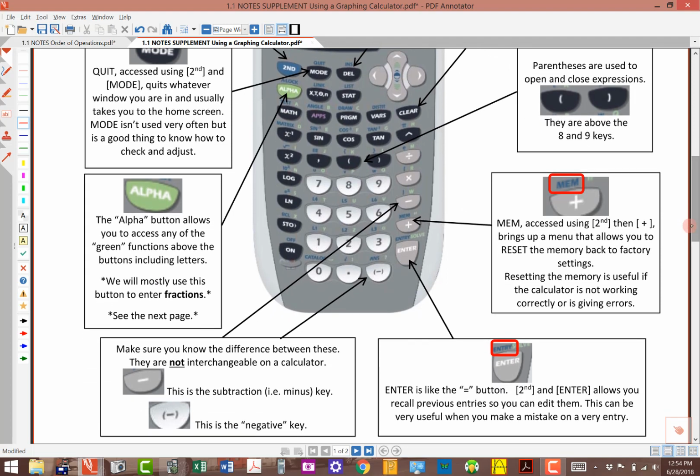And then a couple other things on this side. Make sure you know the difference between the minus button, the subtraction key, and the negative button. These are not interchangeable on a calculator. If you want to do the operation of subtracting, minusing something, then you do that here. If you want to put a negative in front of something, then you put it right here. You'll be able to see this is long and right in the middle. This is a little bit shorter, and it's raised up about 1 pixel line up.